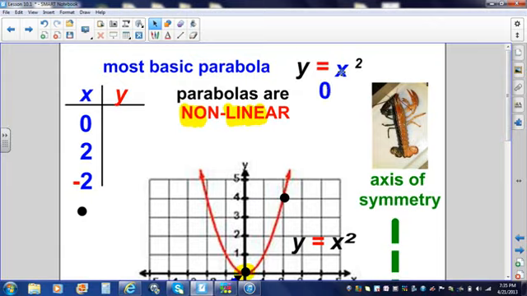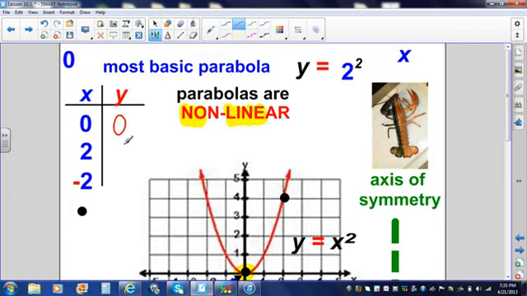I'm going to put 0 in for x. This means 0 to the second power, which is 0 times 0, which gives you, you got it, 0. See, I told you you'll pass the EOC. Now I'm going to substitute, plug and chug, 2 in for x. 2 to the second power means 2 times 2, which is going to give me 4. Now I'm going to substitute negative 2 in for x. That would be negative 2 times negative 2, which also gives me positive 4.